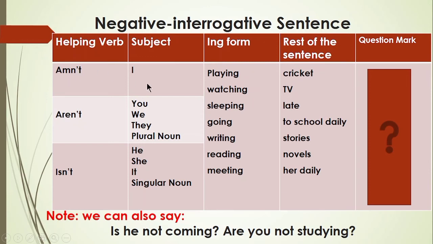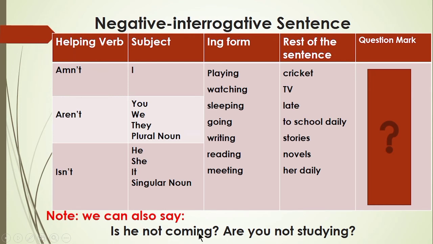For example, aren't I playing cricket? Aren't you watching TV? Isn't he sleeping? Etc. Remember, this structure is common in spoken language. When we use it in written language, we normally use this one.